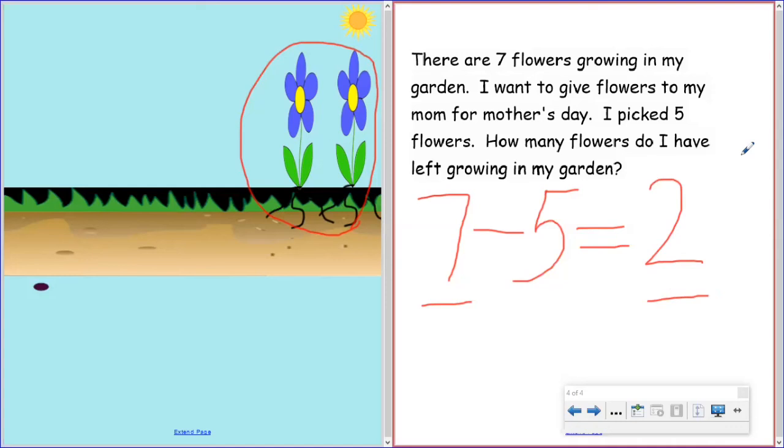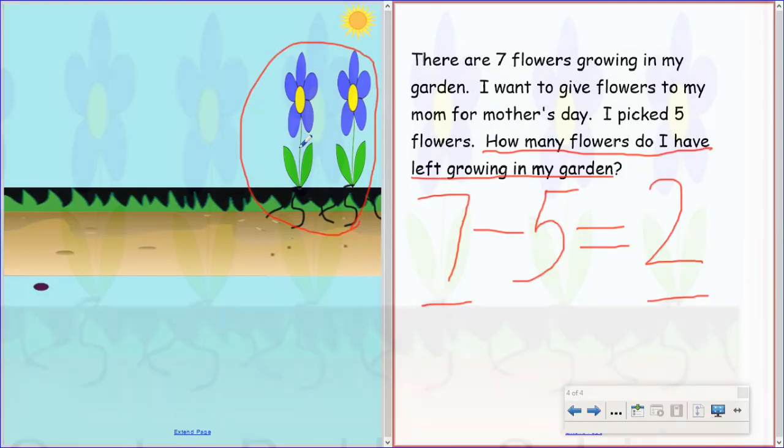Solving our story problem. Now let's see if we answered it correctly. Let's underline the question. How many flowers do I have left growing in my garden? Well, I came up with the number 2. Is that what's left growing in my garden? Does it match my picture? It does. We did a great job solving the problem.